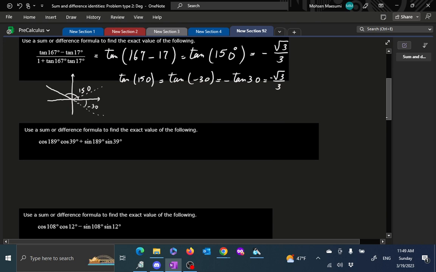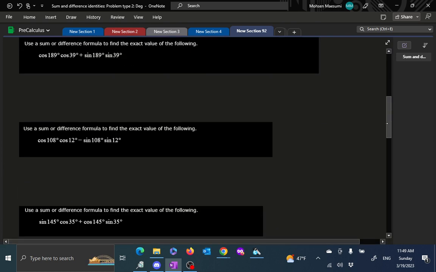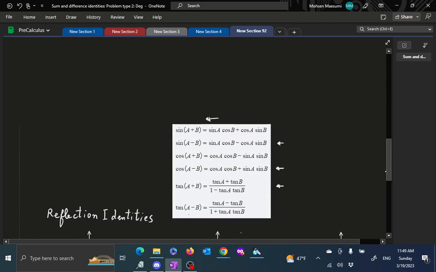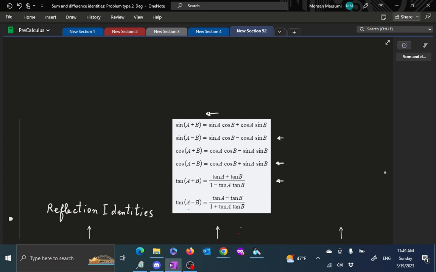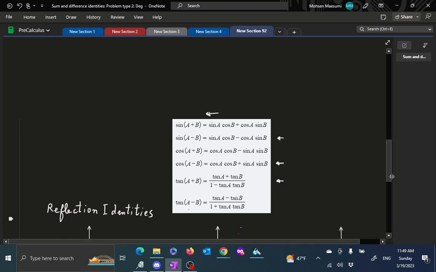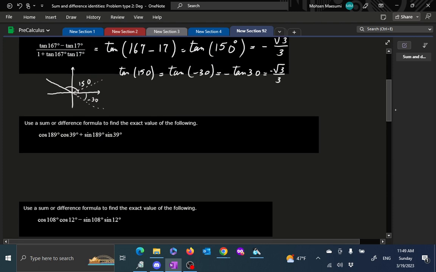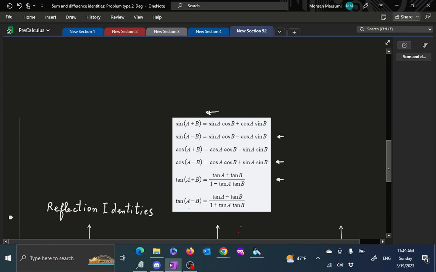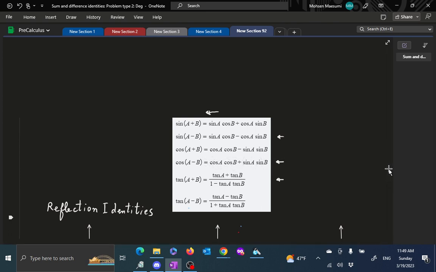How about the case of cosine? Cosine times another cosine, sine times sine. That's the case of cosine of difference of two angles. Sorry, to hold the page as if I have cosine plus sine cosine plus sine. That's the case of cosine of difference of two angles.